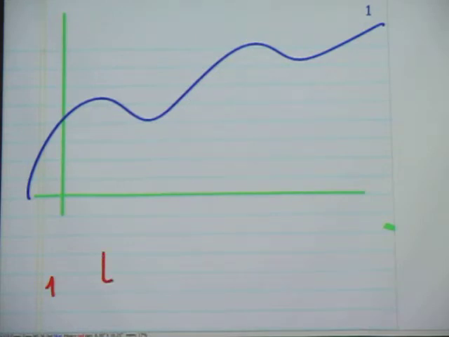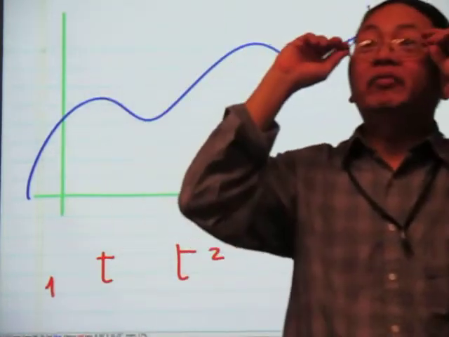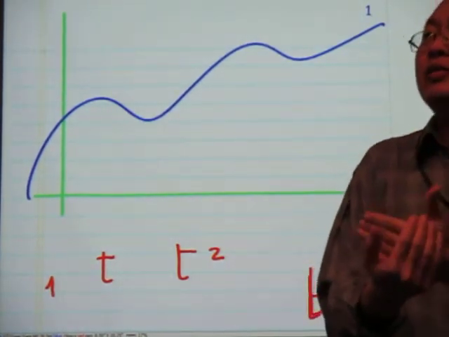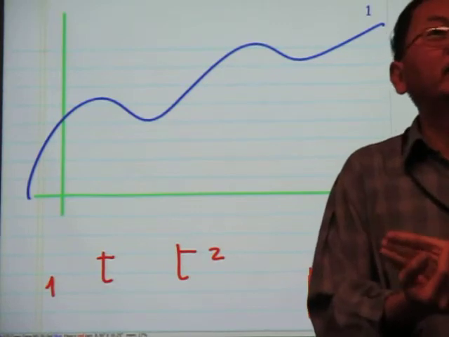1, t, t squared, and so on and so forth, t cubed. So this is not optimal. This is t cubed. Could someone remind the class of a very important series, a power series that you have seen many years ago?